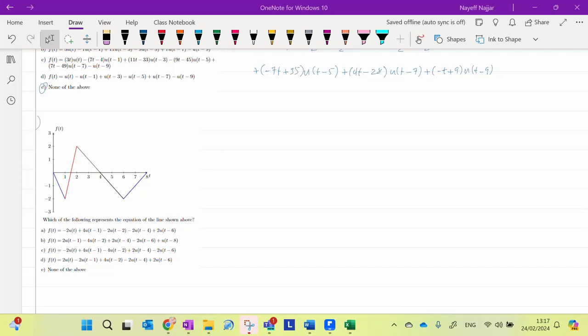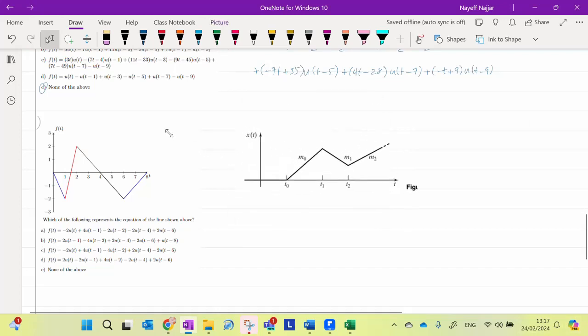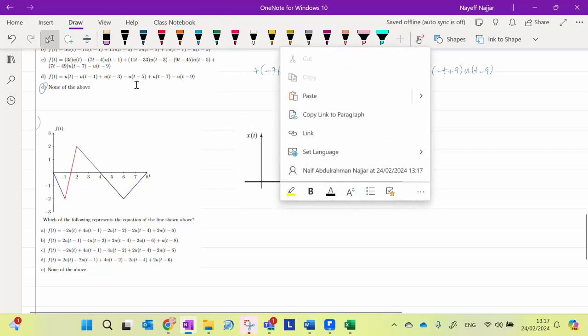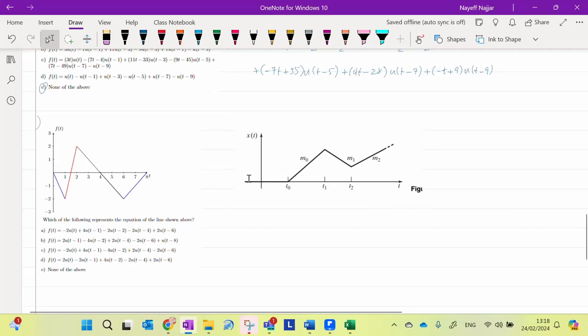In this tutorial, I'm going to explain how to write the line equations. In general, we might have a line, and this is a common thing to do in electrical engineering classes, that you have a line like this, and you want to write the equation of this line using the unit step function.